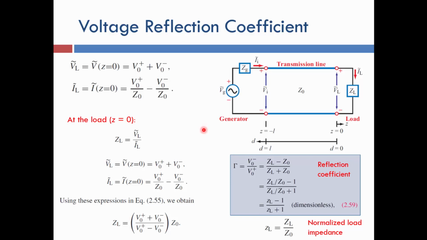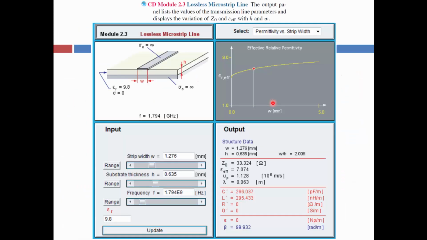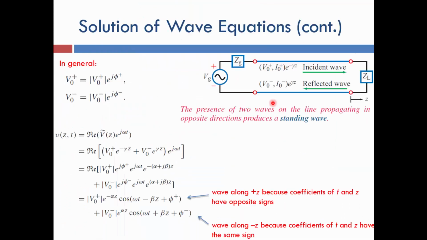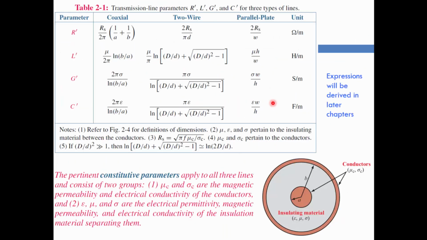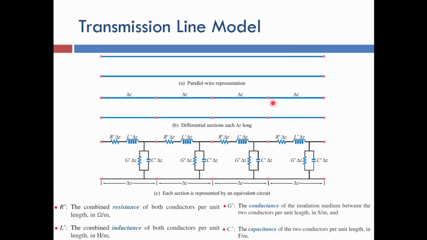Hello guys, in this part we will talk about the most important effect of transmission lines, which is reflection. First of all, let's ask a question: why does reflection happen in transmission lines? We knew from previous parts about transmission lines, or more specifically, two conductor transmission lines.